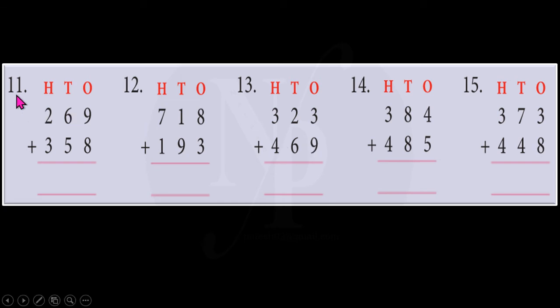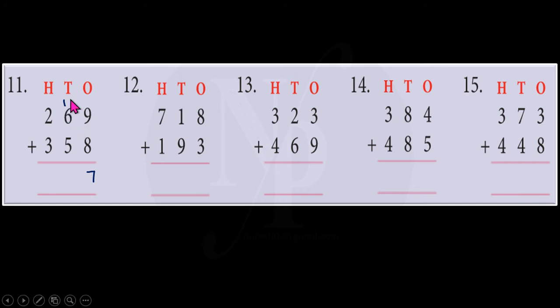Question number 11. 269 plus 358. We add 9 and 8 here. 9 plus 8 is 17. 17 ones are regrouped as 1 ten and 7 ones.